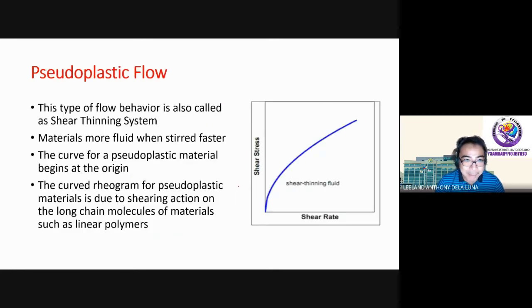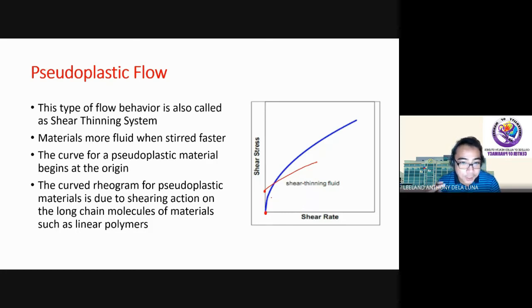For pseudoplastic, class, ang behavior niya is almost similar to that of a plastic flow. Kaya siya tinawag na pseudoplastic. Ang difference lang, class, is dumadaan siya sa origin point. Applying pressure, class, for pseudoplastic flow, nagkakaroon ng flow property yung liquid. Unlike that of plastic flow, you have to reach a certain value before it starts flowing like a liquid. It's also called shear thinning. So materials are more fluid when stirred faster, meaning when you apply shearing stress.